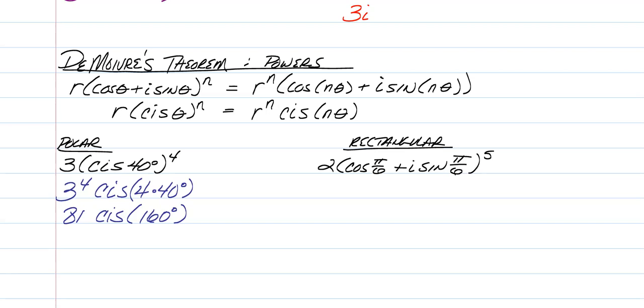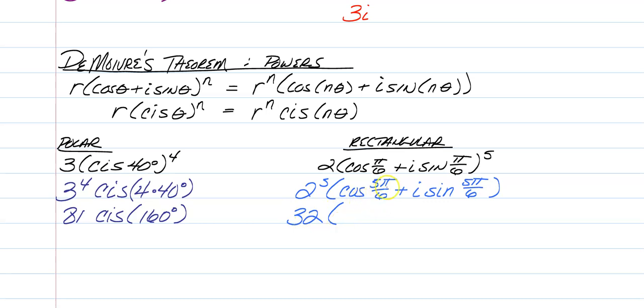Last example. Got to keep it in long form because we're in rectangular. So what we are going to do here is raise 2 to the 5th power. And then we're going to have cosine of 5 times pi over 6, which is 5 pi over 6, plus i sine of 5 pi over 6. And from this part, though, we have to think about the unit circle again. So 2 to the 5th power is 32.